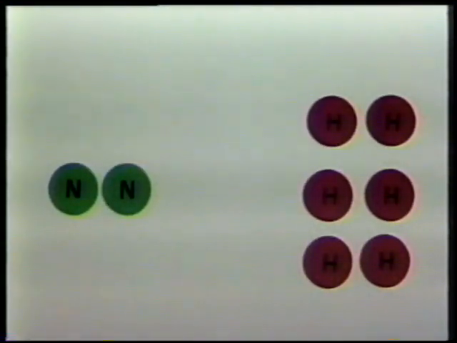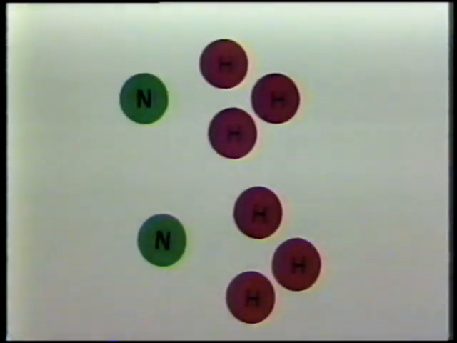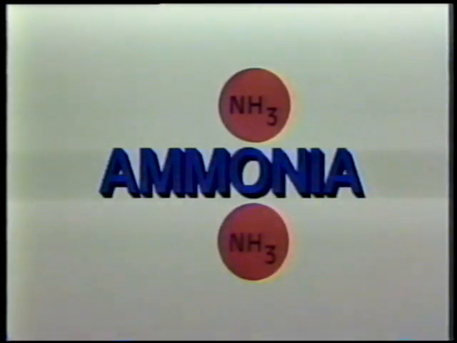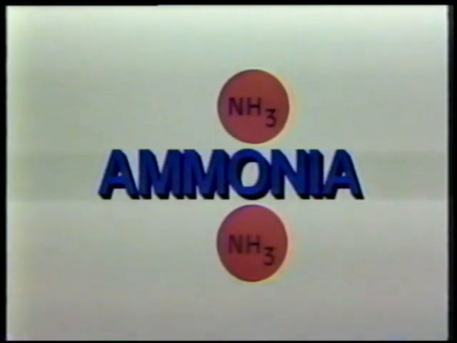Now, watch what happens when 1 molecule of nitrogen combines with 3 molecules of hydrogen. The result is 2 volumes of ammonia, NH3. Some review of the diagrams and formulas combined with study of your textbook material will help you more fully understand the relationship among pressure, temperature, and volume of gases.